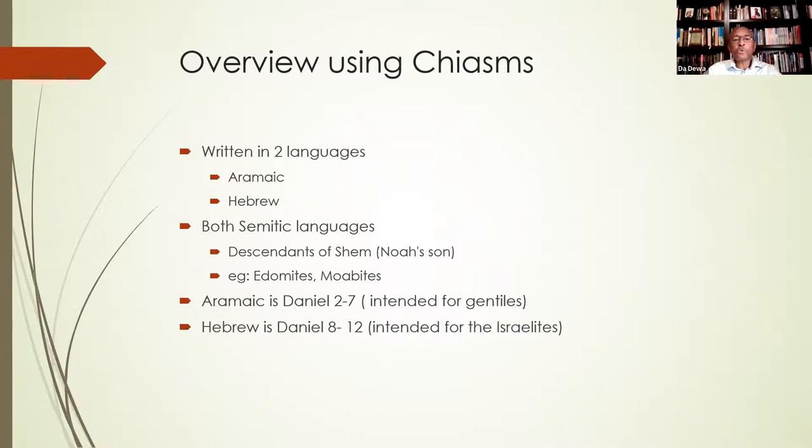But Aramaic was the main language of Babylon. The Babylonians' official language of communication was Aramaic. So the book of Daniel was written in Babylon. It was written in Aramaic, symbolizing that that part was written so that the Babylonians, the Gentiles, could easily understand. So that's chapter 2 to chapter 7 of the book of Daniel. Whereas chapter 8 to 12 was written in Hebrew. So that part would have been easier for the Israelites, the Jews, to understand.